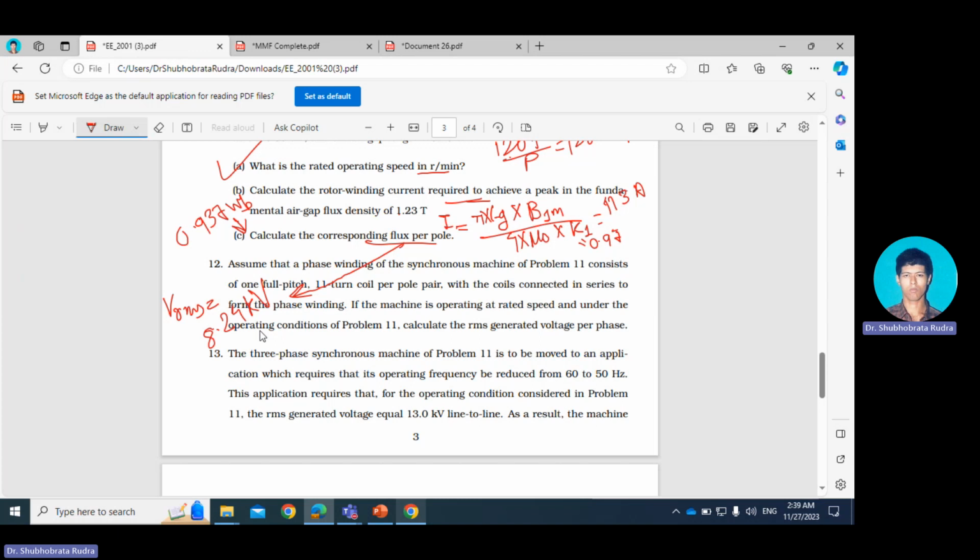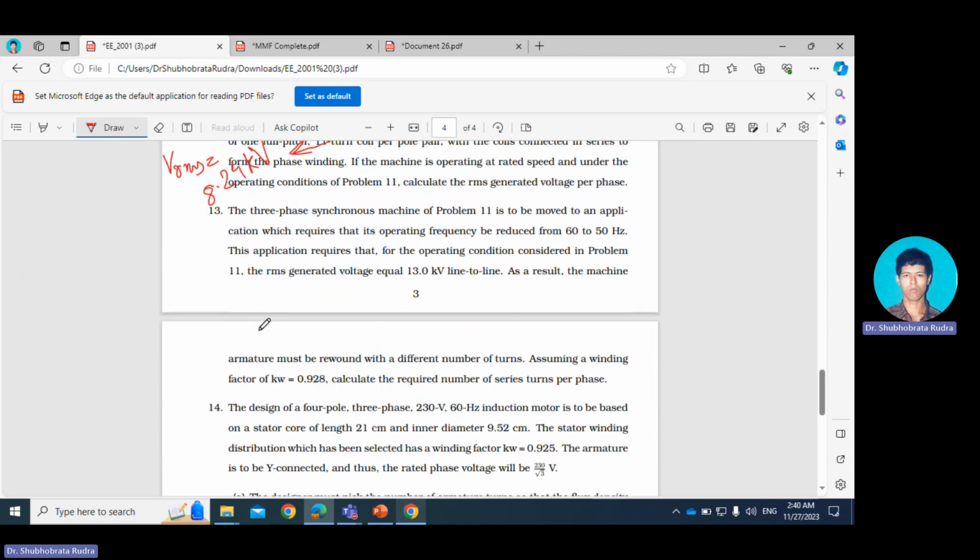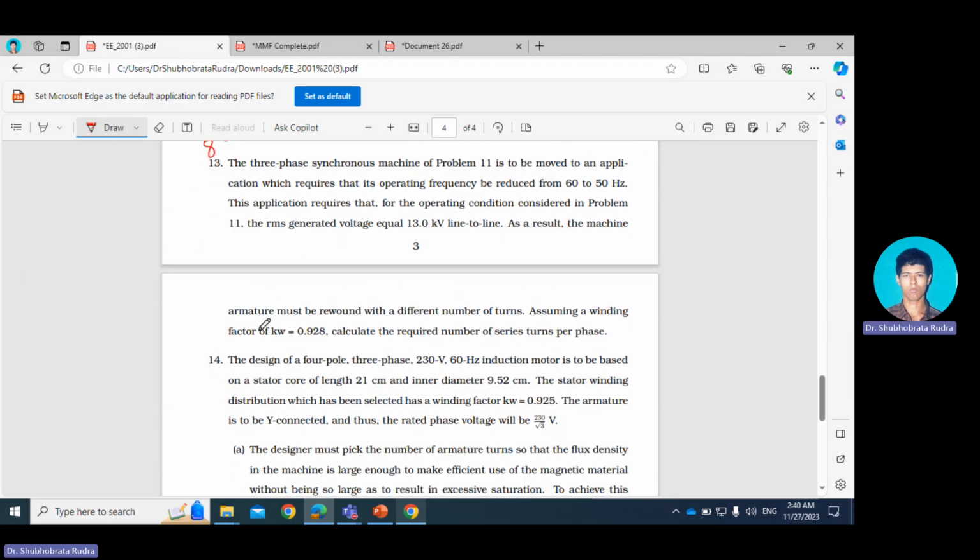Now, in problem 13, the three-phase synchronous machine of problem 11 is to be moved to an application which requires the operating frequency to be reduced from 60 to 50 Hz. The application requires that the operating condition considered in problem 11, the RMS generated voltage equal 13 kV line to line. As a result, the machine armature must be rewound with a different number of turns, assuming a winding factor of 0.928. So that's an interesting question.